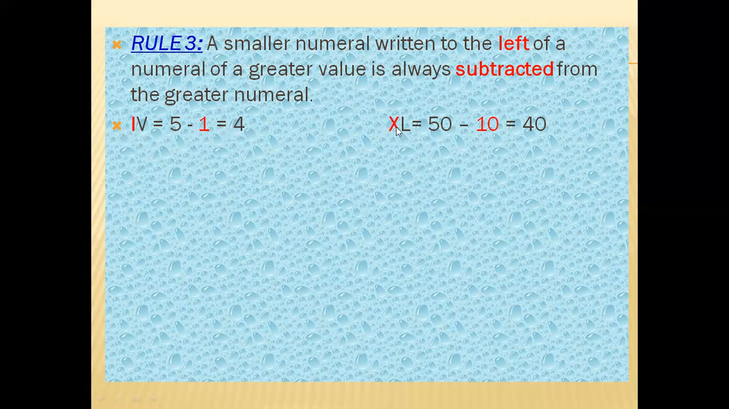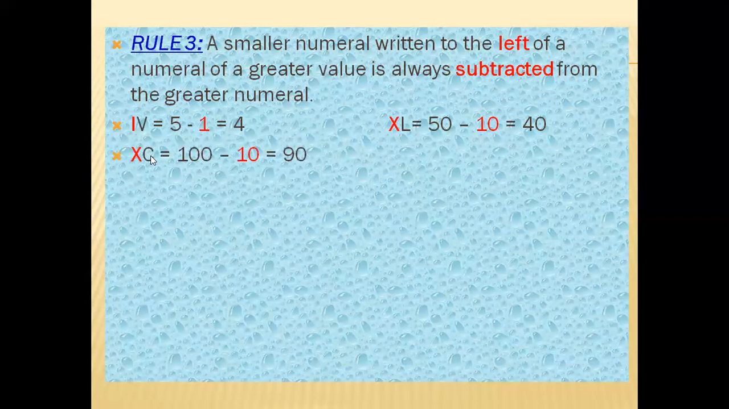X is the smaller numeral, L is the greater numeral. L represents 50, X represents 10. If we write the smaller numeral to the left of a greater numeral, it means subtraction. 50 minus 10 equals 40. Next, XC. C means 100, X means 10. Right? XC equals 100 minus 10 equals 90.